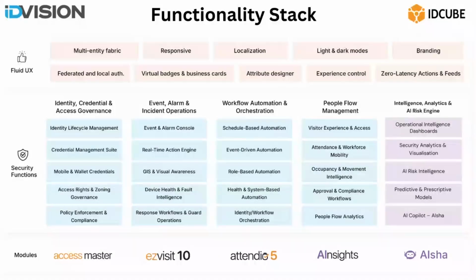This slide is basically showing you all of the features that we have on our platform. If you look at the bottom here, you will see the modules. So these are the solutions that we provide. Number one is Access Master, which is the access control. Easy Visit, which is the visitor management. Attendio, which is the time and attendance. AI Insights, which is our proprietary machine learning algorithm that is able to give you threats and vulnerabilities about your system right on your dashboard. And then we have Aisha, which is our generative AI that we spoke about.